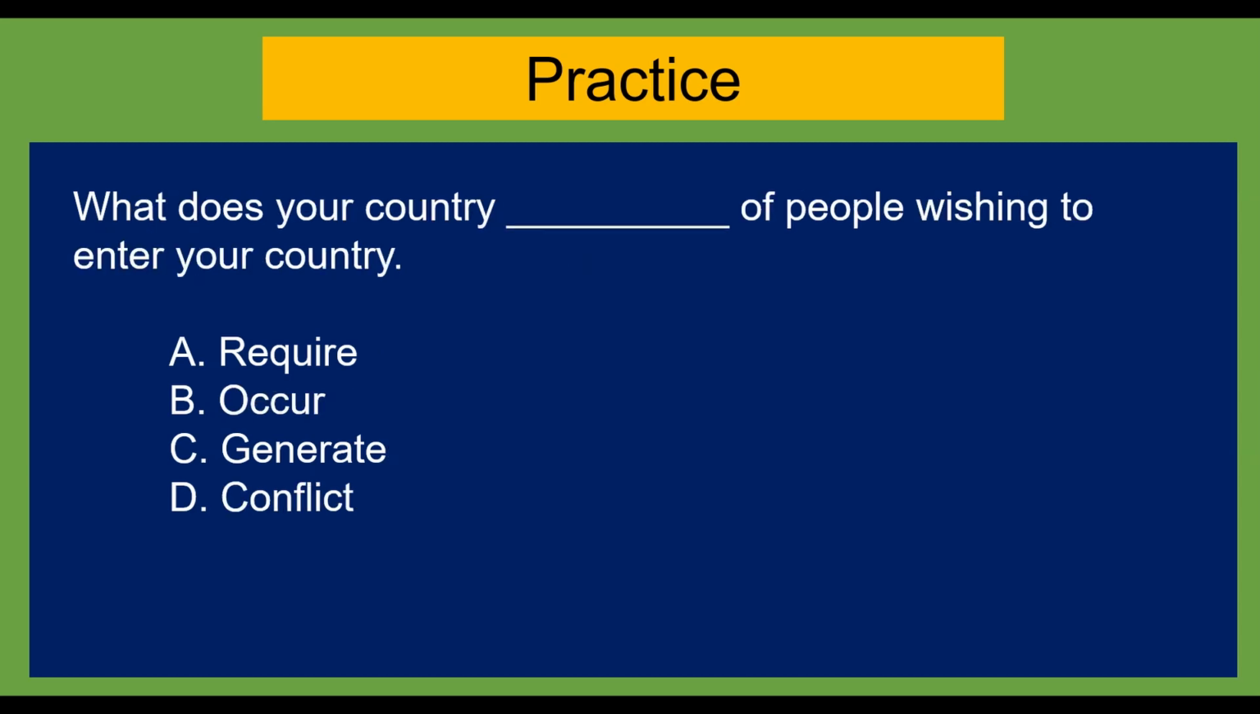What does your country of people wishing to enter your country require, occur, generate, conflict? Here we need a verb, and they're all verbs here. So think about the meaning of these. The correct answer for this one is A, require. What does your country make necessary for people to have?